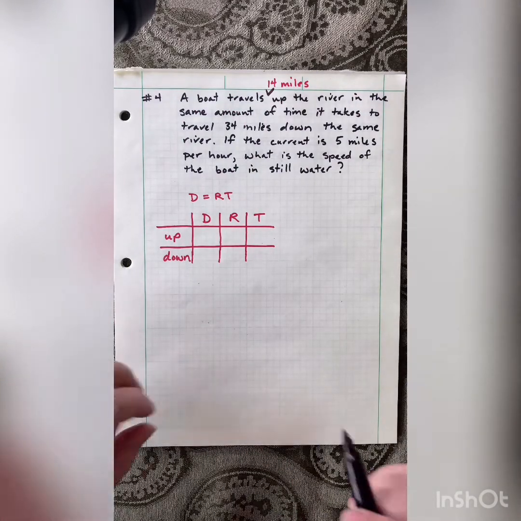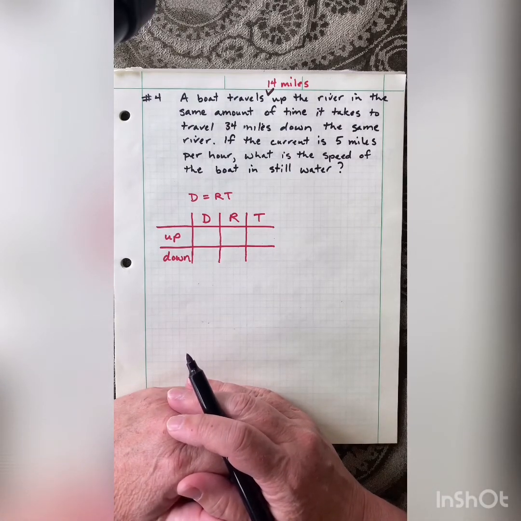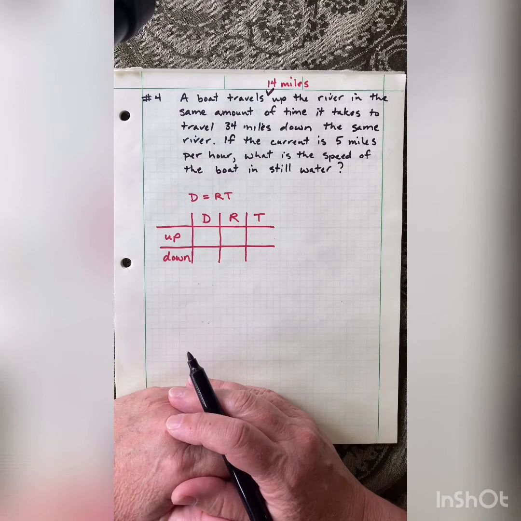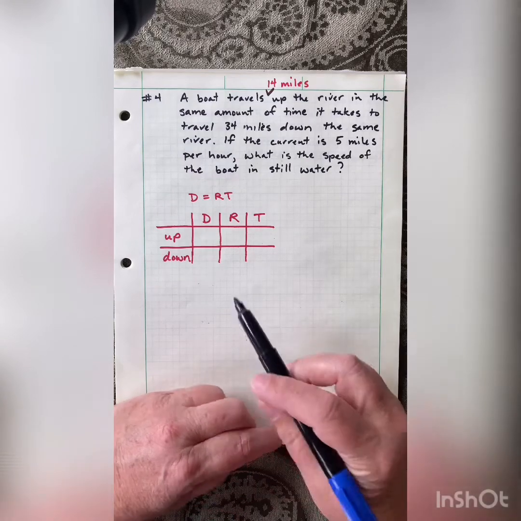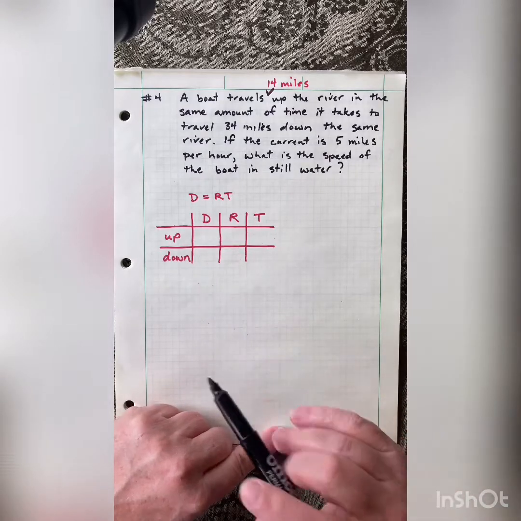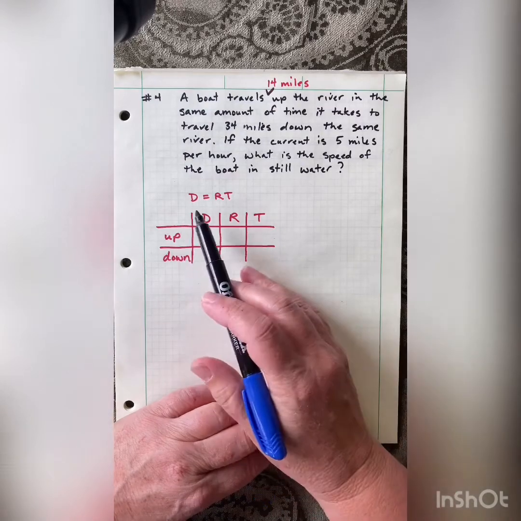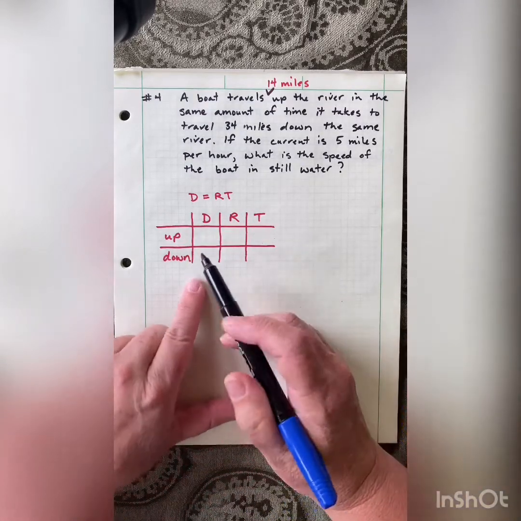Number 4. A boat travels 14 miles up the river in the same amount of time it takes it to travel 34 miles down the same river. If the current is 5 miles per hour, what is the speed of the boat in still water? Okay, when I work these types of problems, I love to use this table. It makes it so much easier. And this is a distance equals rate times time problem. Okay, let's check this out now.